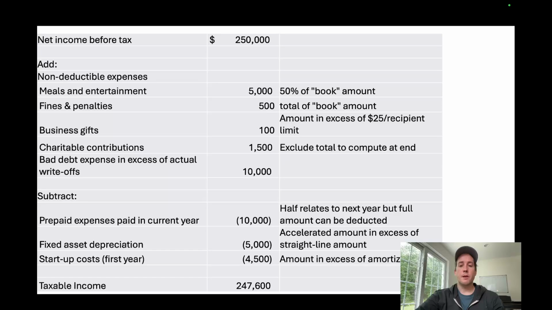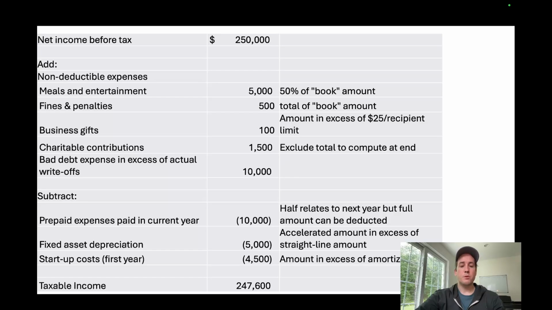Charitable contributions is something that I plopped in here. As you can see, based on these numbers, $1,500 is a lot less than 10% of what I've computed for taxable income here, so I'm well within the 10% limit. Bad debt expense in excess of actual write-offs. That means that the estimated amount of bad debt expense I recorded for the period is $10,000 more than my actual losses, so more than the amount that customers said during the period they weren't going to pay me.